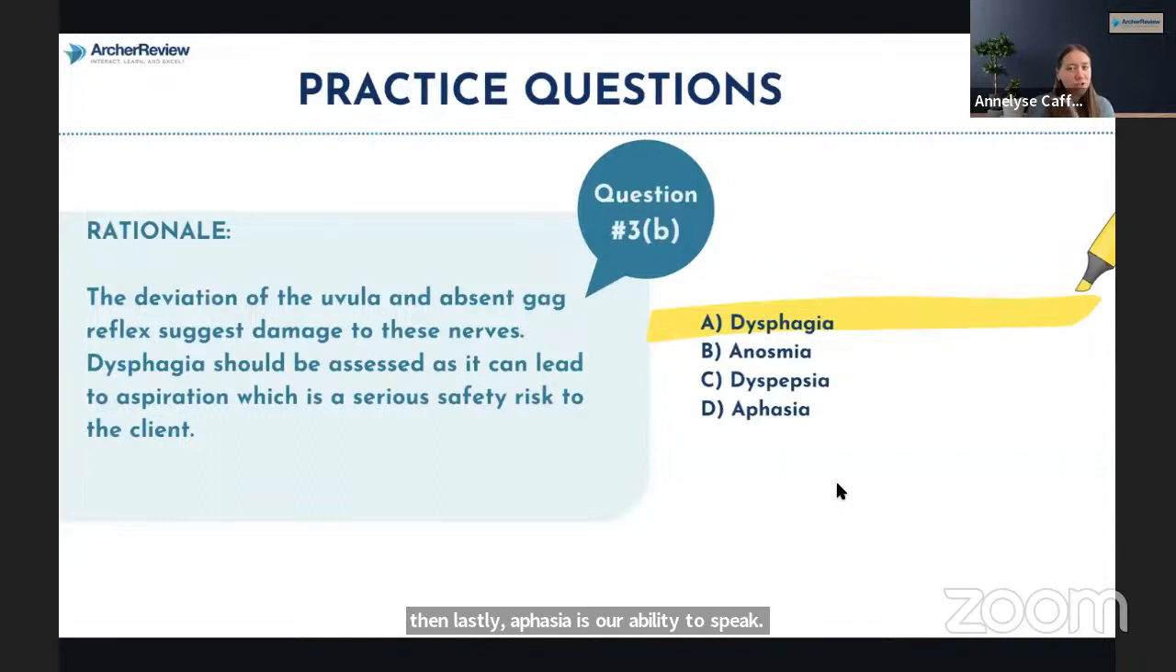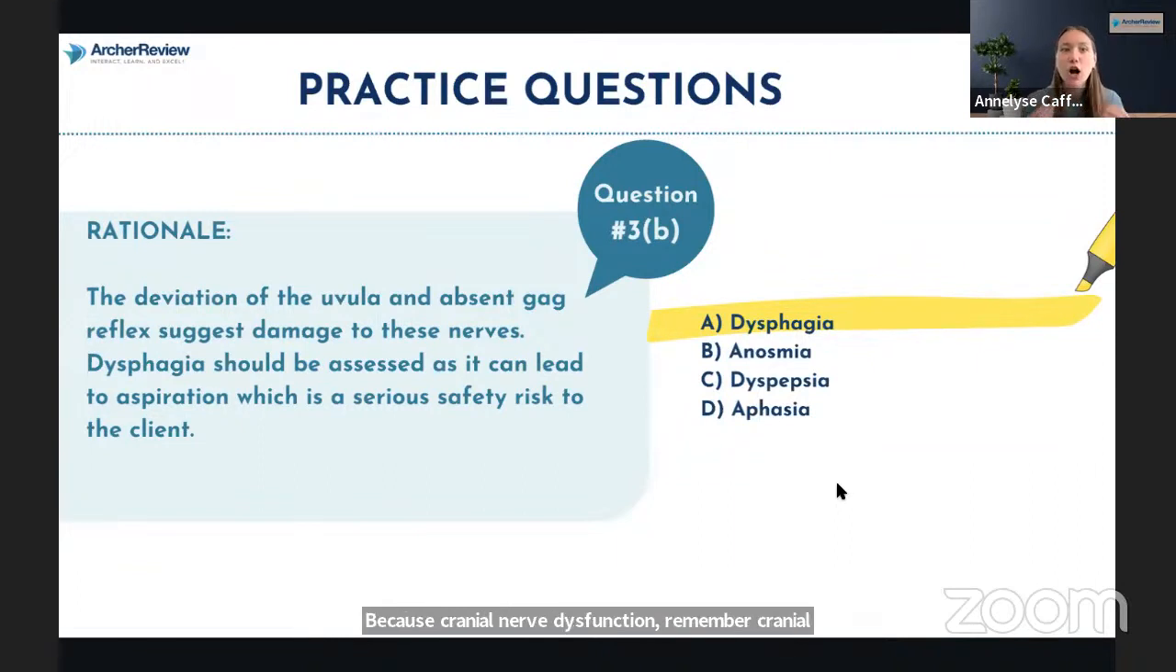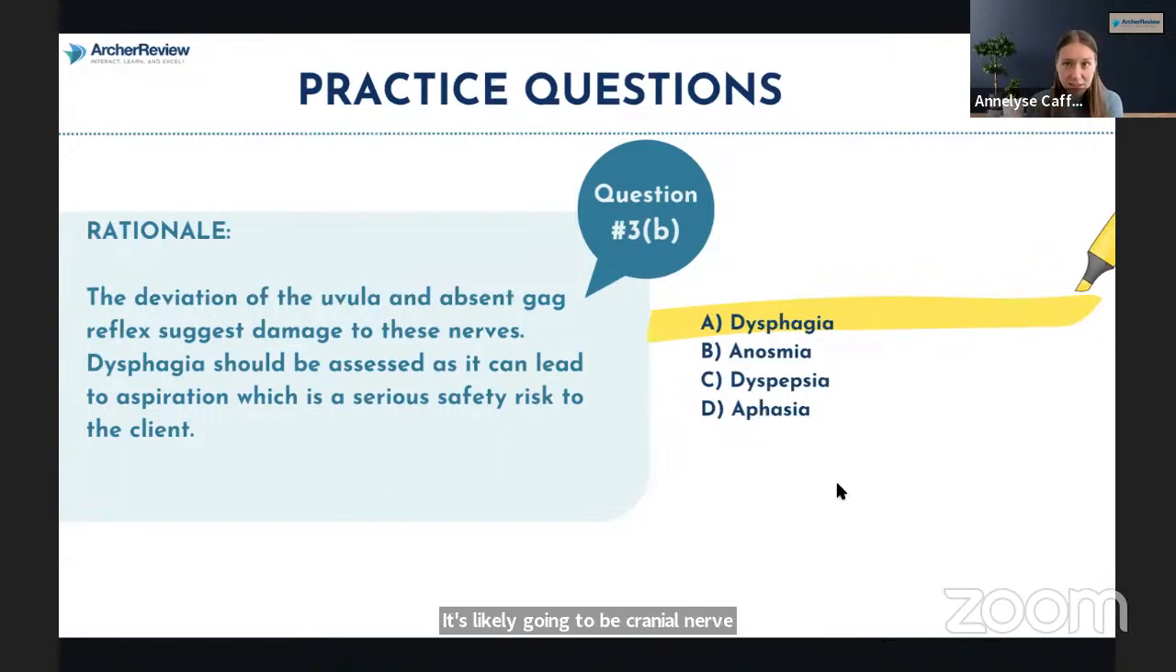So this is why this was a little bit of a trick question, I said, because with cranial nerve dysfunction, remember, cranial nerve 10 innervates our vocal cords. It's our ability to speak. If someone can't speak, it's likely going to be cranial nerve 10 dysfunction.